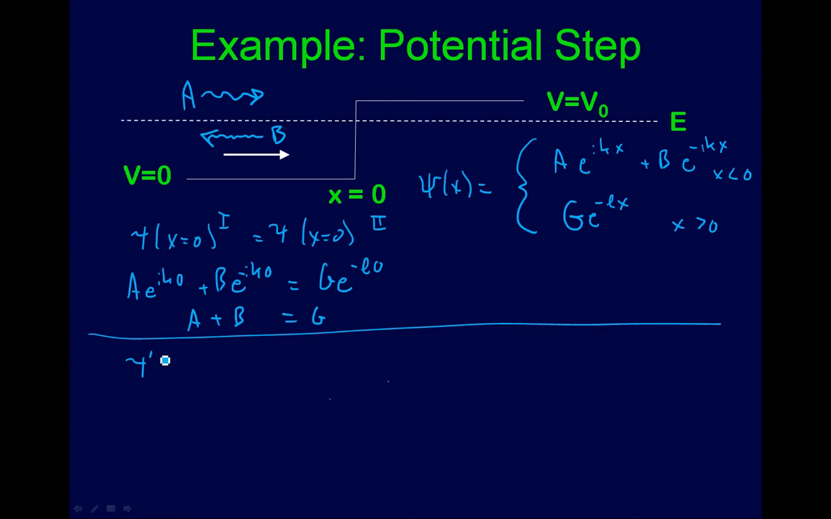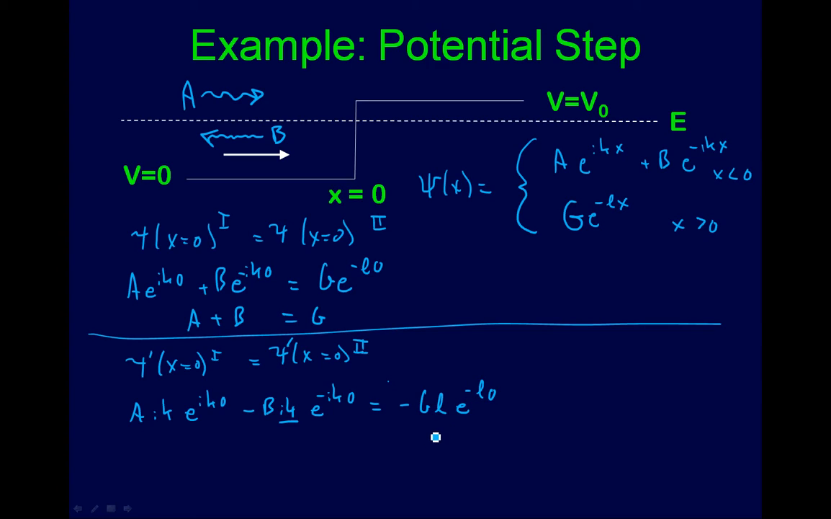Now I want the derivative of psi with respect to x at 0 for region 1 to equal the derivative of psi at 0 from region 2. So I go through here, and now I have to take the derivatives of these. There'll be an ik that comes down from the derivative of that, so e to the ik 0. Again, I have to plug in the 0, and then I'll say negative b times ik, where the negative comes from this ik piece, e to the negative ik 0, and that's going to equal negative gl e to the negative L0.